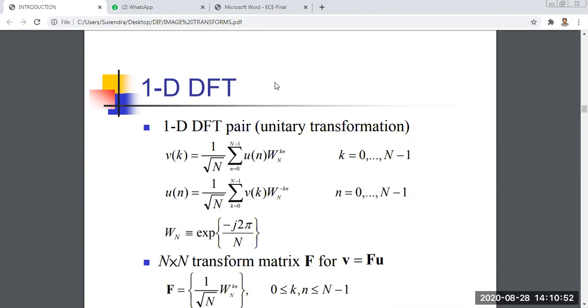Okay. I think you might have studied in your digital signal processing the one-dimensional discrete transform pair, that is forward and reverse. And generally, sometimes the discrete Fourier transform is also called a unitary transform. Unitary transform means single, one-dimensional. That's called a unitary transform.